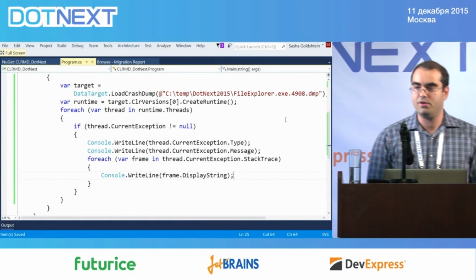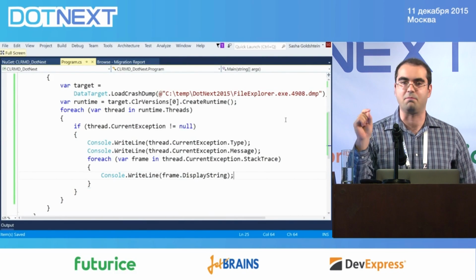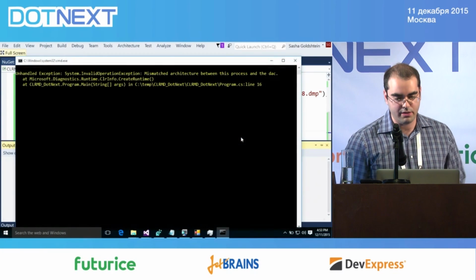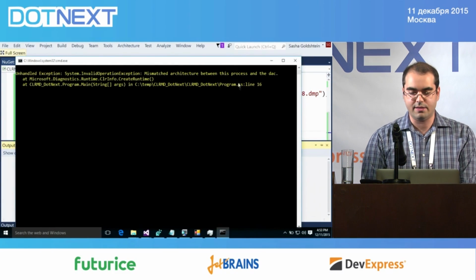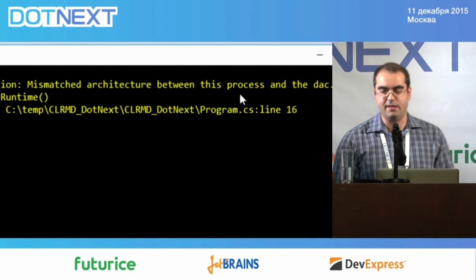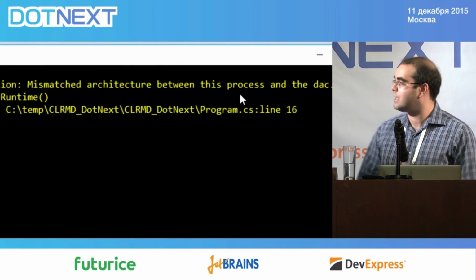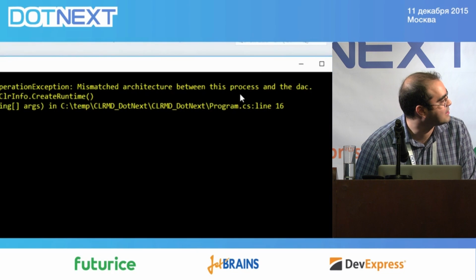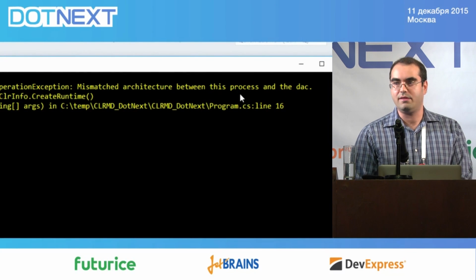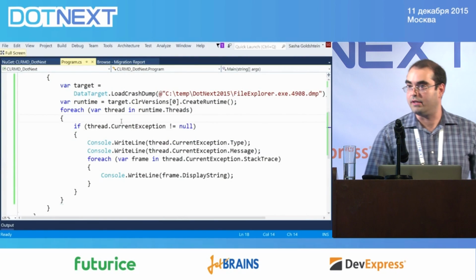And this is something you'd need a person to do previously, by dragging things into Visual Studio and clicking buttons. Let's see if it actually works. So I'm going to hit Ctrl F5, and I get an exception that says mismatched architecture between this process and the DAC. You can't see that it says DAC. There we go.